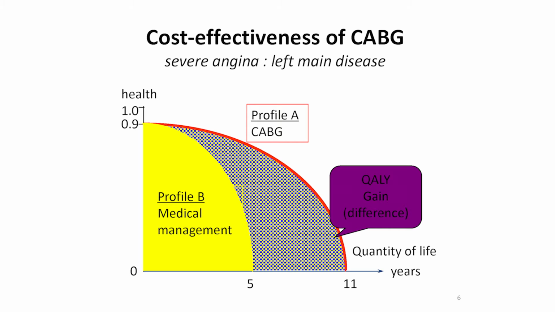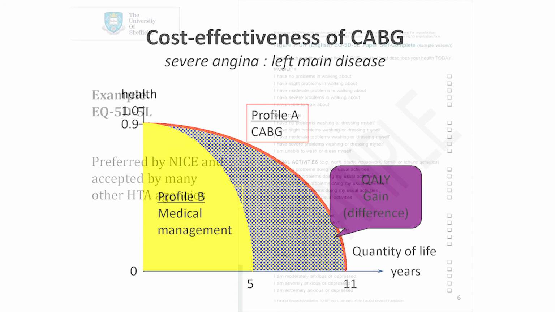And essentially the number of QALYs generated by medical management and by surgery is the area under the curve. So it's quite a simple calculation, given that we have life years on the horizontal axis. And when we're trying to look at what the QALY gain is from surgery in this case, we're looking at that hashed area, which is the difference between profile A for CABG and profile B for medical management. So that's the idea of the QALY. And obviously the key thing here, in terms of what we're talking about today, is where we get that value on the vertical axis for health.